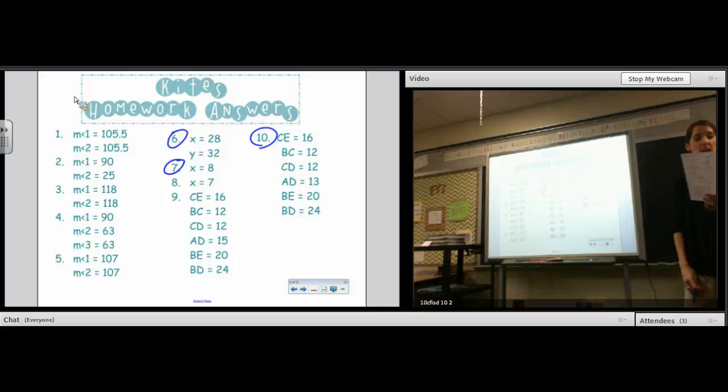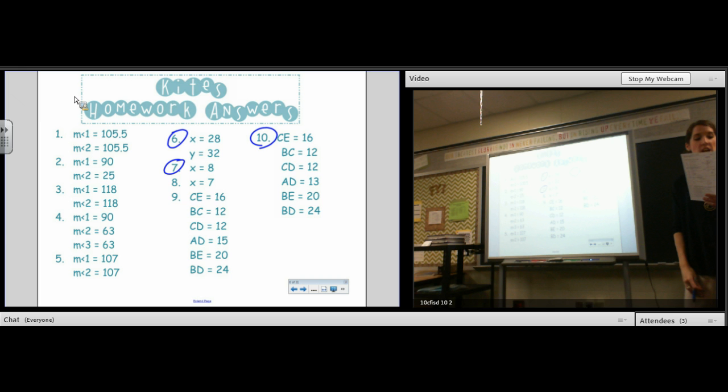Number 6. Ready? Taking the base, it looks something like this. Now they only drew one diagonal, so just like the warm-up, I'm not going to overcomplicate this. I'm not going to draw the other diagonal in. We know that this is 4x plus 13, and this is 5x minus 15. The good news about this problem is that we do not have to do a system of equations.